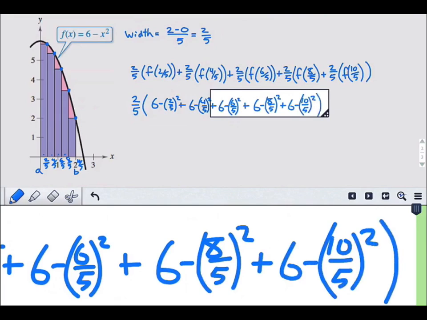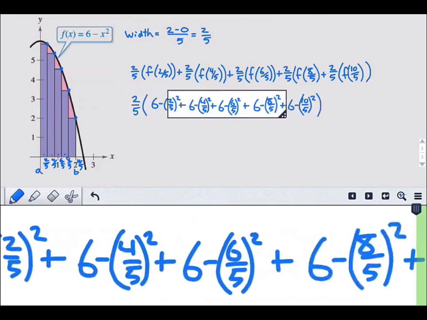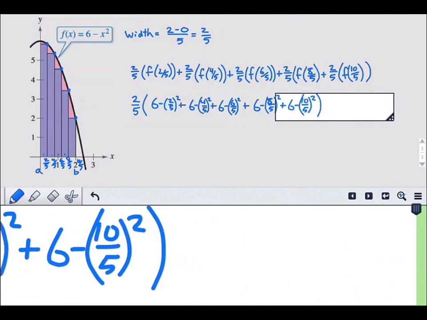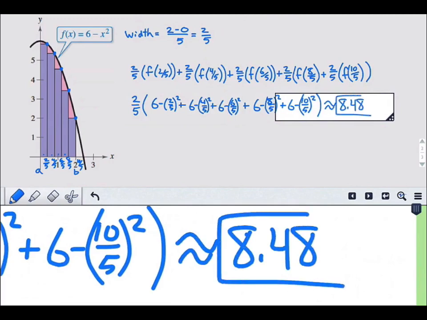Now you can type all of this into your calculator and you'll come up with an approximation for the area of about 8.48. That's a tedious process, which is why we're going to learn the limit of our summations.